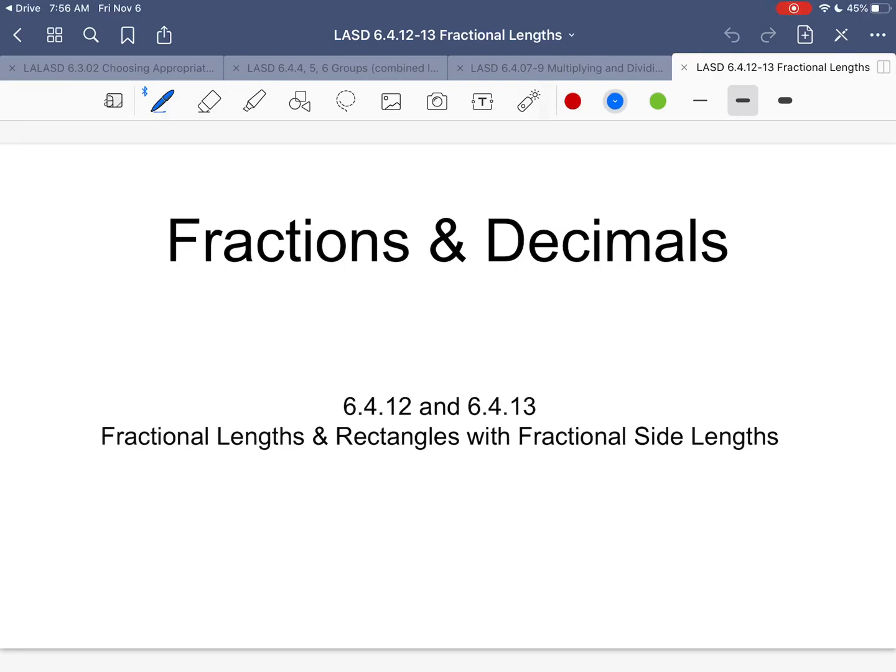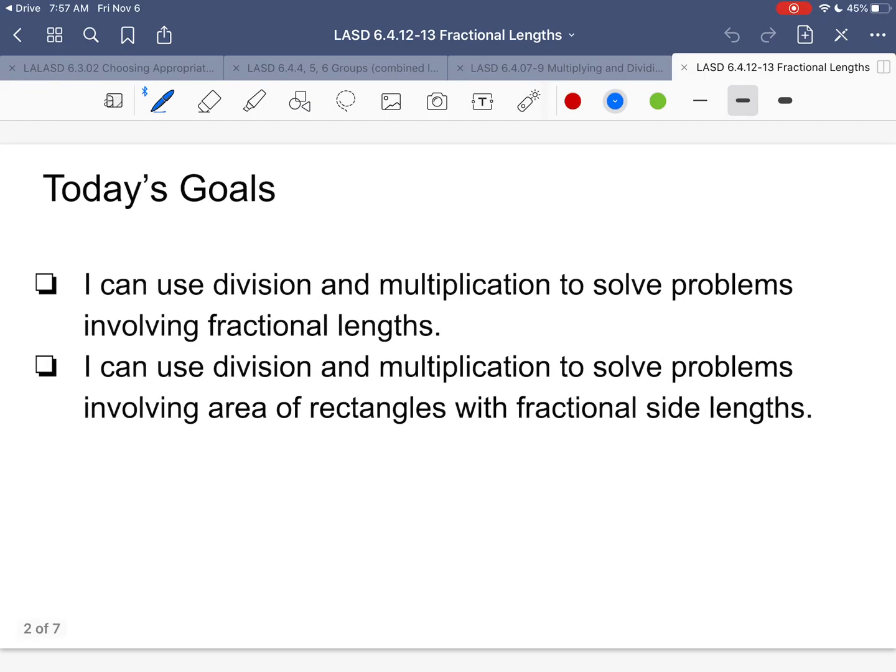Welcome back to the unit on fractions and decimals. Today's lesson is about calculating distance and area with fractions, with fractional side lengths. So you will use division and multiplication to solve problems involving fractional lengths and involving area.